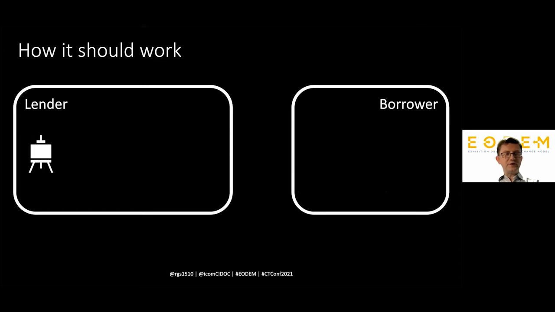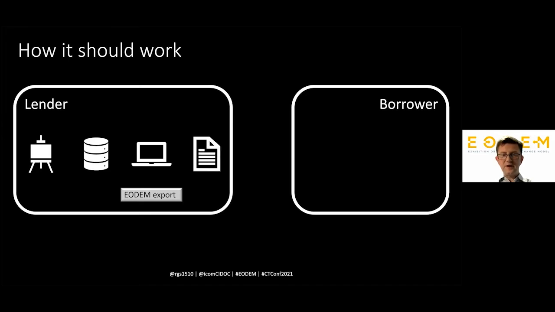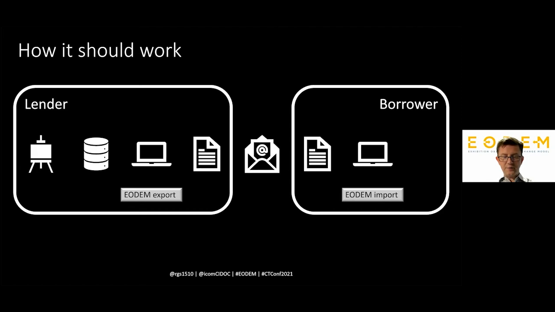We start with an object recorded in a database. The lender opens their collections management system and finds the record. They press the AODEM export button and an AODEM file is created. The lender then emails the AODEM file to the borrower. The borrower receives the email and saves the file. The borrower then opens their collections management system and presses the AODEM import button, and the data is stored in the borrower's database.